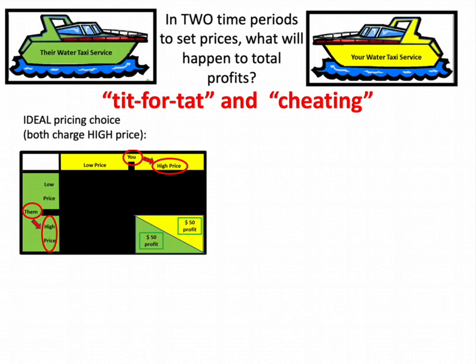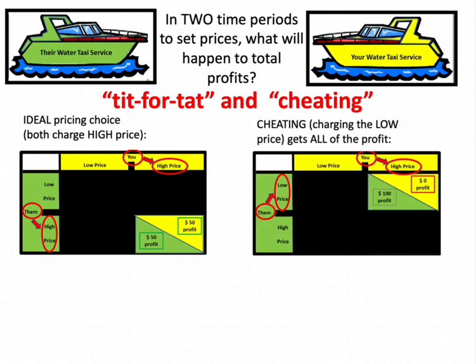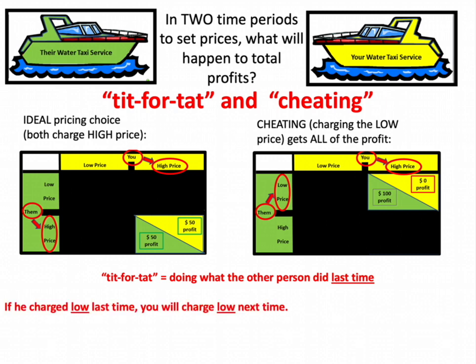So let's take a look at this. We know what cheating is. Cheating is going low when we really think going high would be the better deal. Tit for tat is doing what the other party did last time. So if he charged low last time, you would charge low the next time. If he had charged high last time, you would charge high the next time. So we know what tit for tat and cheating is. Let's see what it looks like.